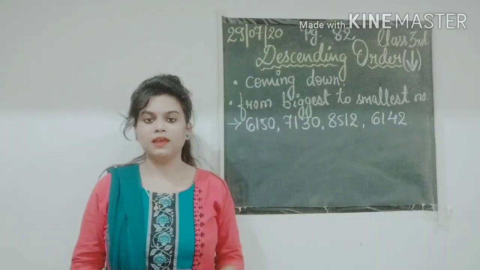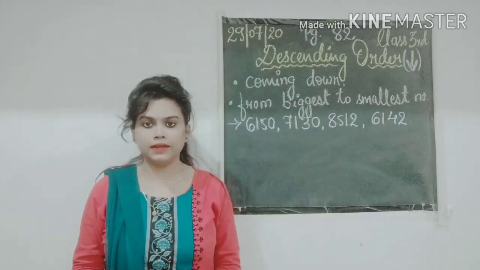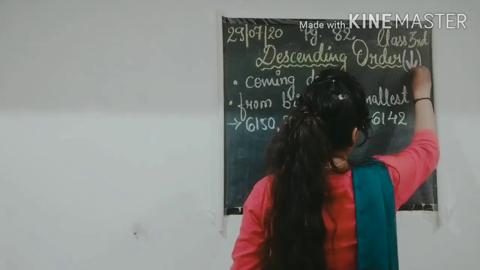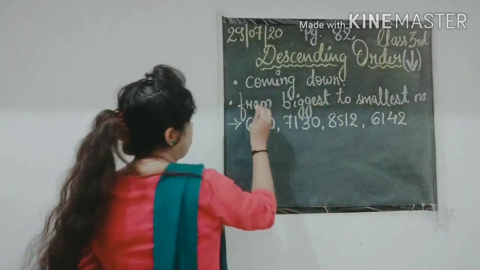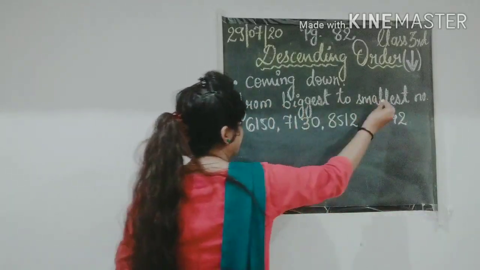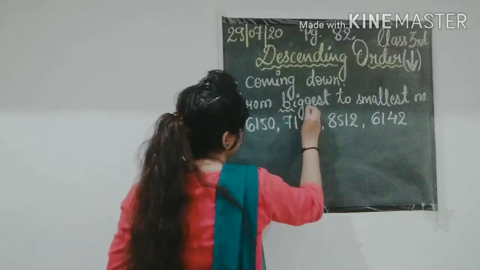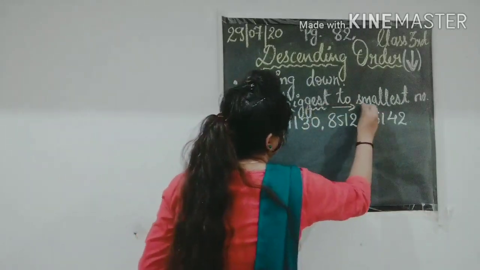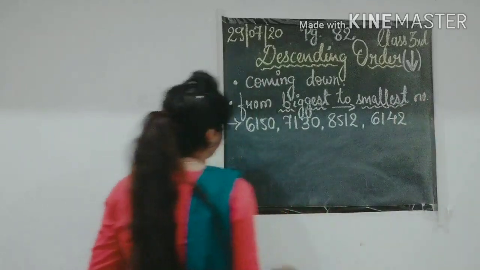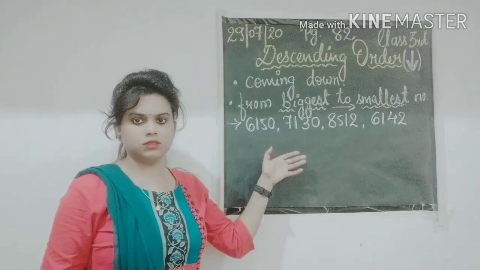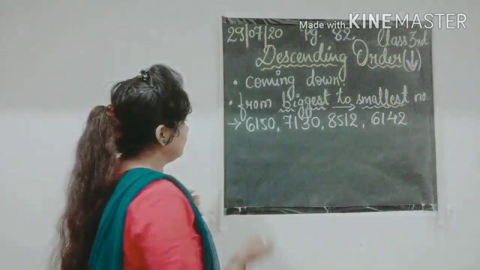Understood? Now let's do descending order. Descending order means coming down. Means from biggest number to the smallest number. We have to arrange the numbers from biggest to the smallest number. Okay? I have written one example here. This question is not given in your textbook. See here.